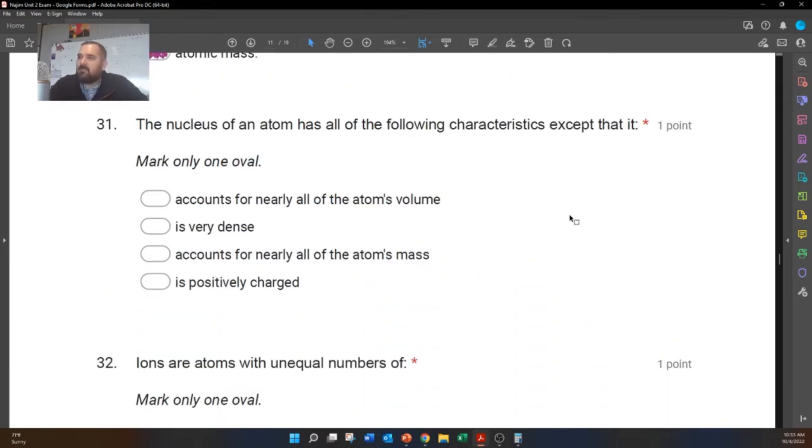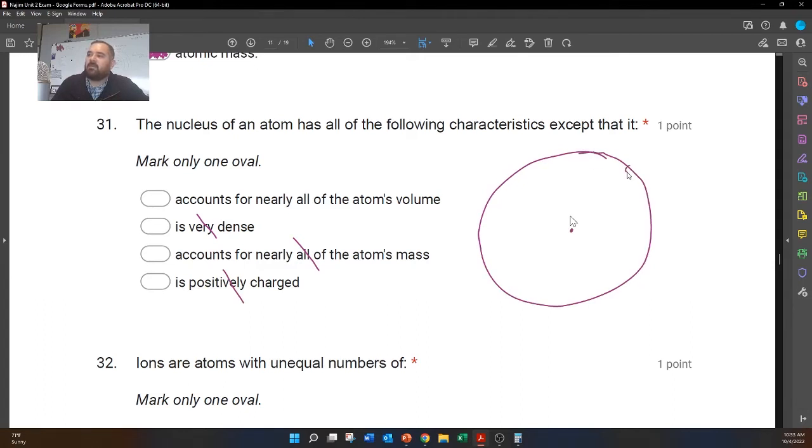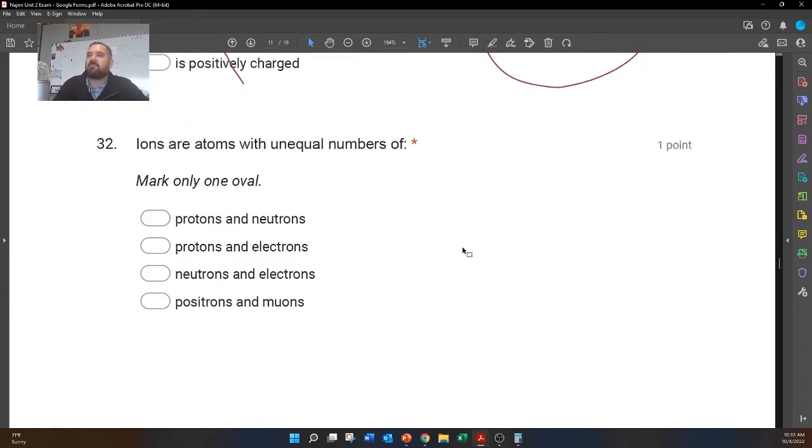The nucleus of an atom has all the following characteristics, except it accounts for nearly all the atom's volume. So we'll come back to that one. It's very dense. We know that's true, so that's not the correct answer. It accounts for nearly all the mass. We know that's true, so that's not the answer. It's positively charged. That's true, so it's not the answer. So we have a densely packed nucleus, and then we have a bunch of empty space where the electrons hang out. So the nucleus does not account for all the volume. A majority of the volume is the electron cloud, which surrounds the nucleus.